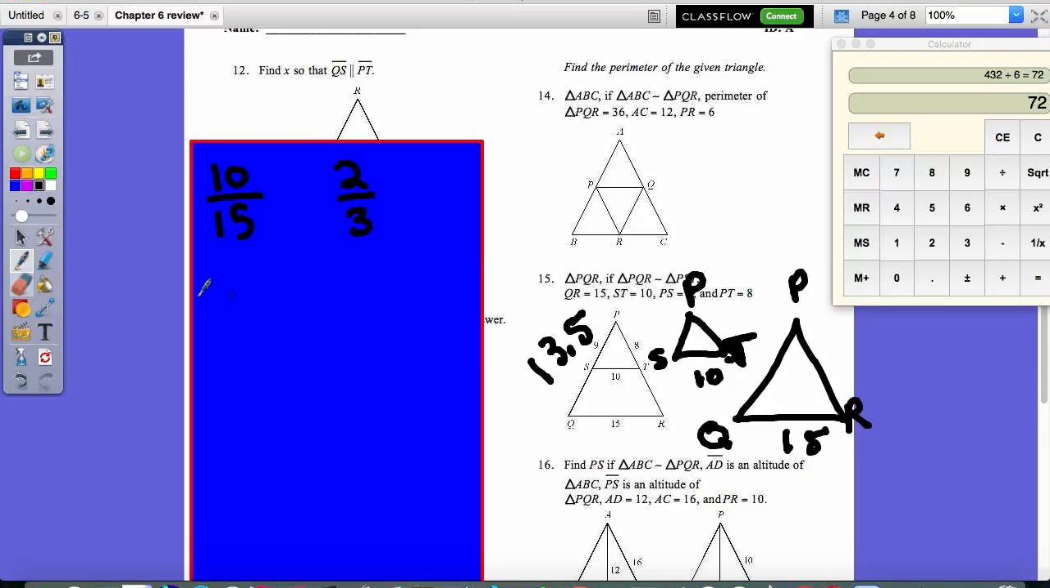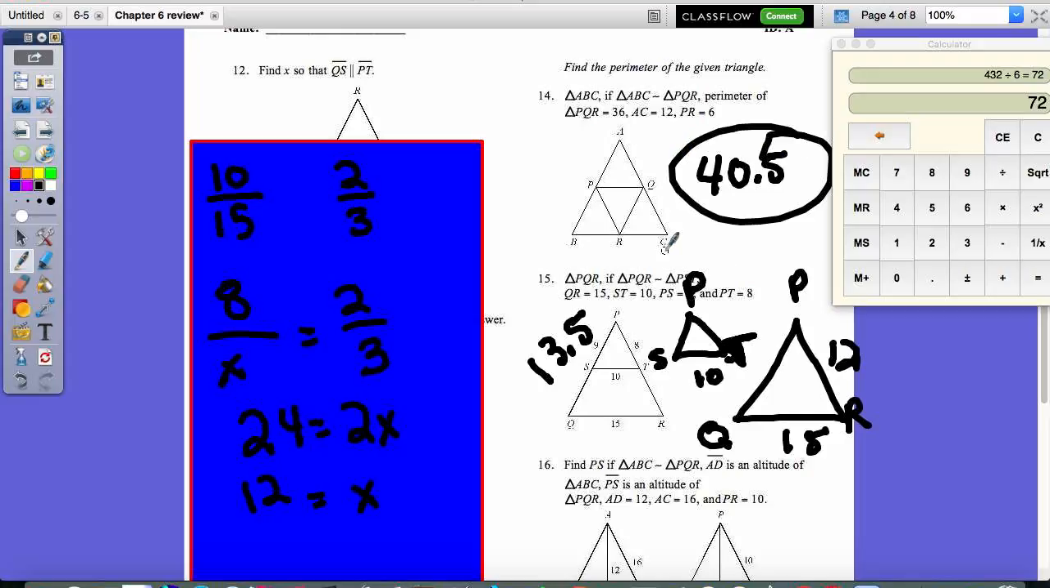Now I'm going to use this 2/3 ratio again. 8 is the side length of PT. The corresponding side length is PR. That's what I want to find. And I simplified 10/15 to 2/3. 8 times 3 is 24 equals 2x. X equals 12. So when I add all these up, 13.5, 12, and 15, I end up getting 40.5, which is the perimeter.